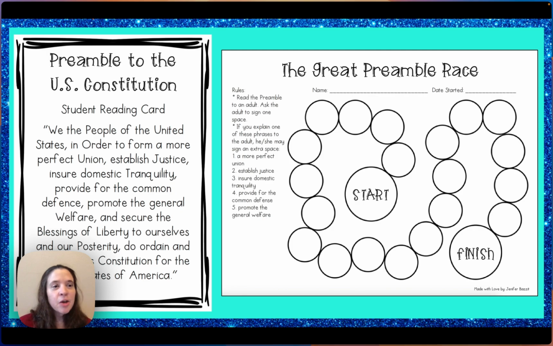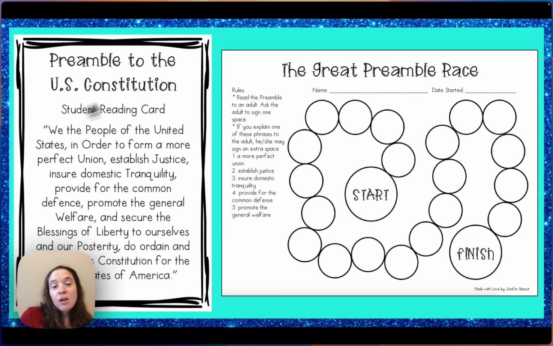And just a side note, I also use the Schoolhouse Rock song because once they hear the preamble set to music, it just seems to stick in their heads really well. So they have already learned what the words mean, and then they have their reading card to be able to read the preamble to an adult.